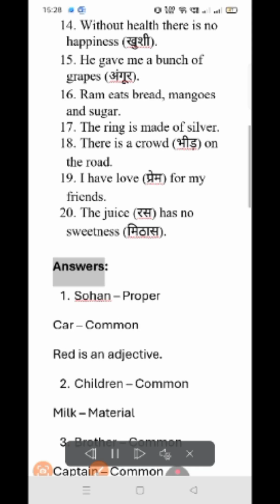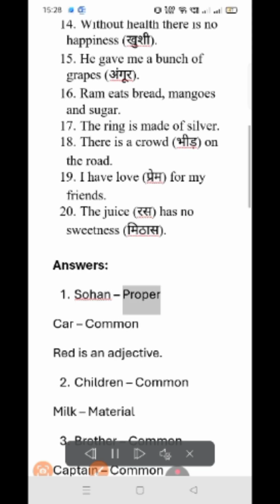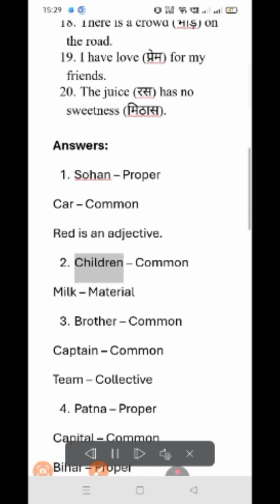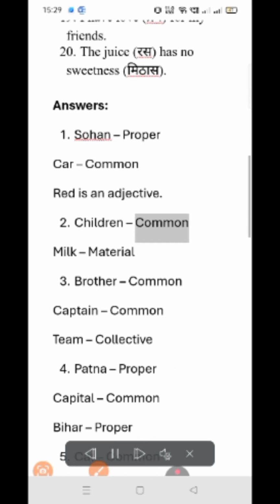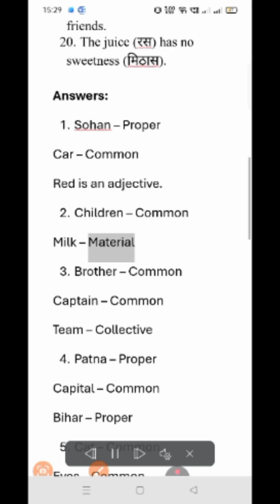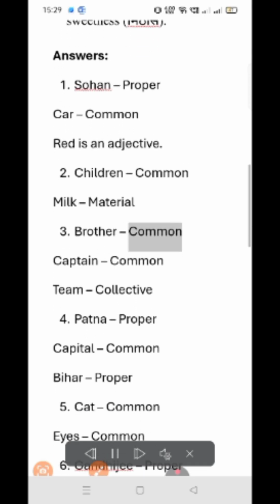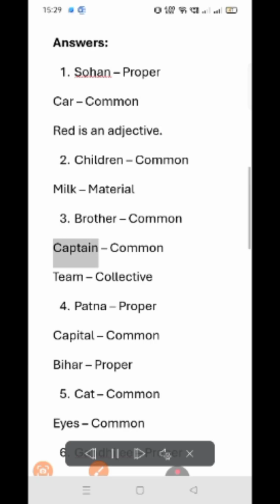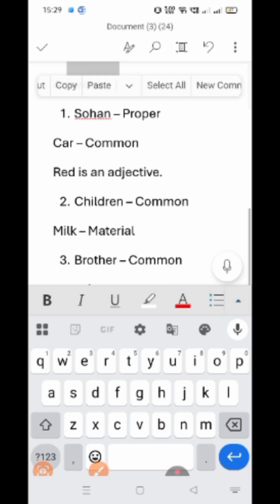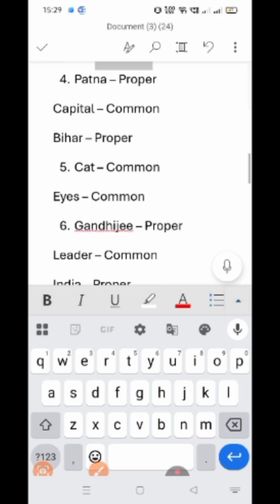Answers. Sohan, proper. Car, common. Red is an adjective. Children, common. Milk, material. Brother, common. Captain, common. Team, collective.